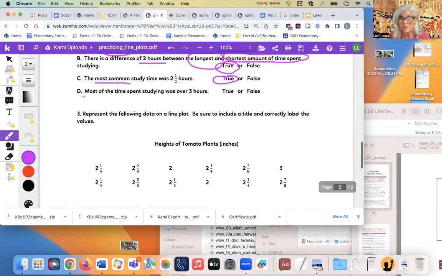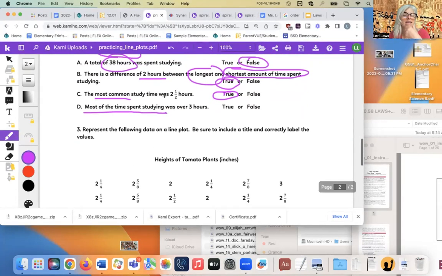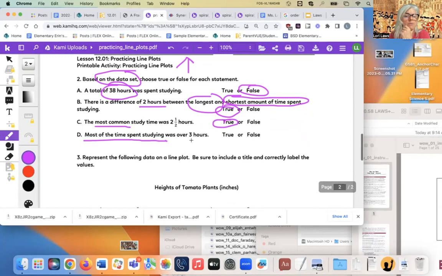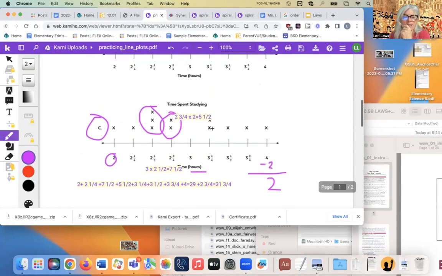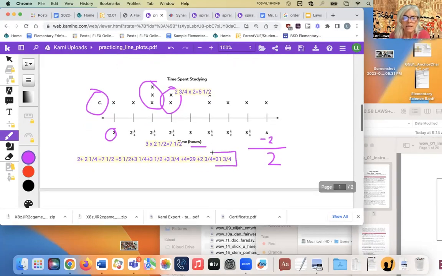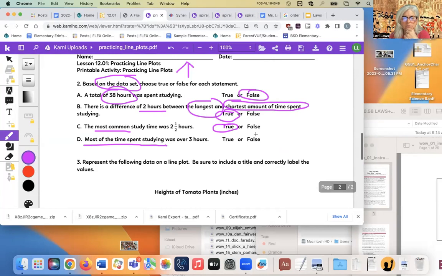So when they say most of the time spent studying, it's a hard question, because if they said most of the students studied more than 3 hours, you'd know it was false. But when they say most of the time, you have to look at the total time of 31 hours and say, how much of it was spent over 3 hours? Well, 3, 6, 9, 12, 13. And then when you add the 1/4 and the 3/4, that's 14.5 hours. 14.5 hours was spent. Is 14.5 more than half of 31? Nope, it's not. So that one's going to be false.